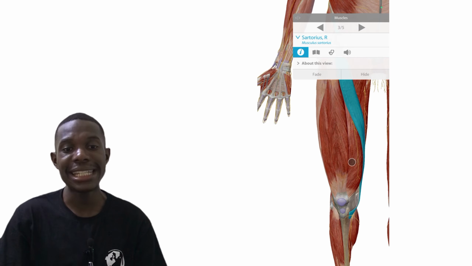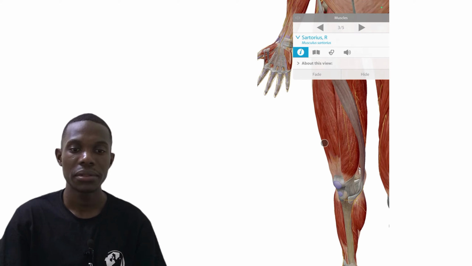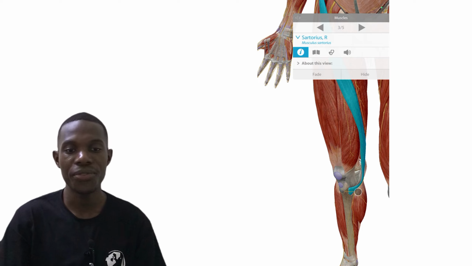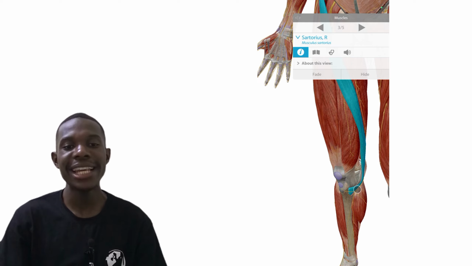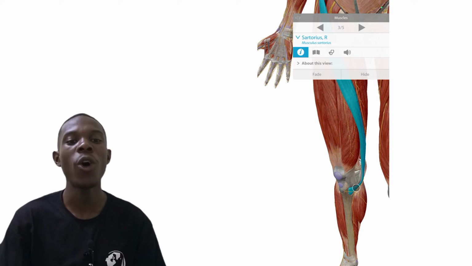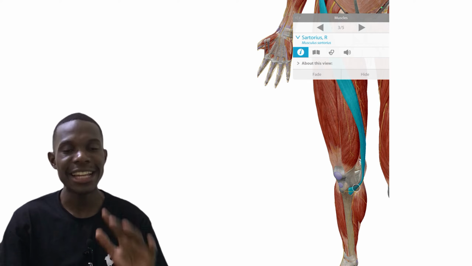So at the knee, we said it is attaching to the proximal medial portion of the tibia, as you can see over there. So since it's attaching here, when it contracts, it's going to cause flexion of the knee. So it causes a flexion of the hip joint as well as a flexion of the knee, right? And then it also causes a medial rotation of the knee.